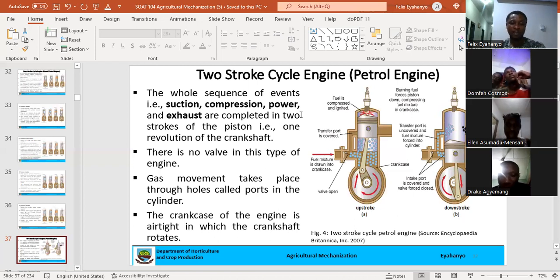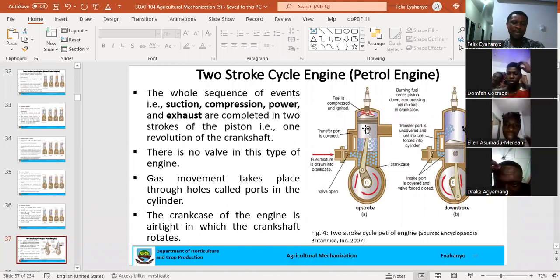So this is the port that you have. The fuel mixture is drawn into the crankcase. At this point, when you look at where the exhaust port is, you see it's a bit higher than the transfer port, right? So when the cylinder is up, you realize that it's closing both ports.